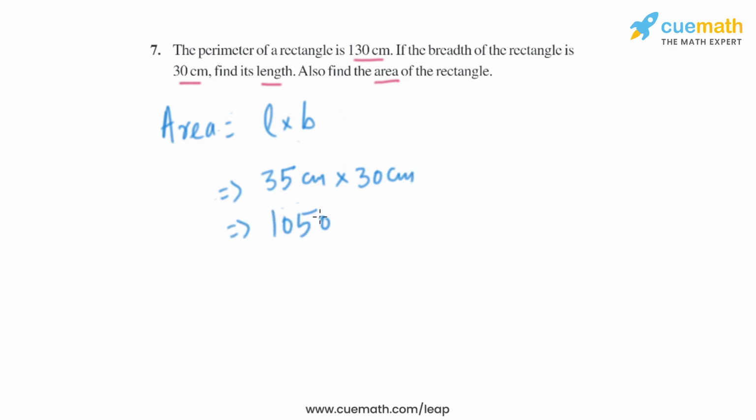Now we have to find the area of the rectangle, and we know that the formula to find the area of a rectangle is L into B, and we know the L and B. So breadth is given, that is 30 centimeter, and length we have found out, that is 35 centimeter. So when we multiply them together, we will get 1050 square centimeter. So that will be the area of the rectangle.